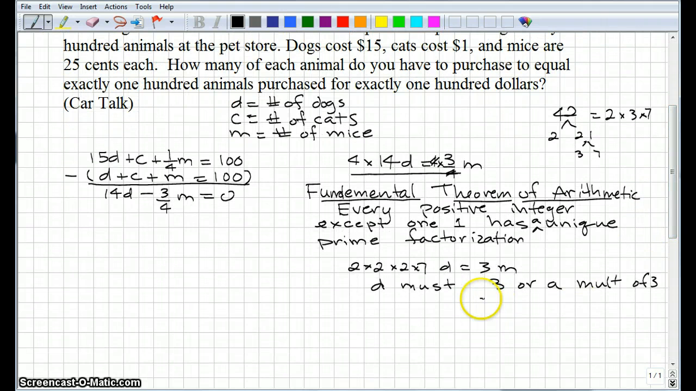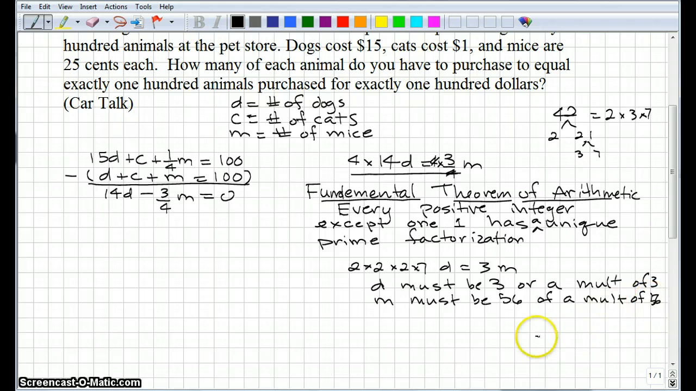If we plug in 3, I guess you could also look at the right-hand side of this equation too. We have 3 and then we have m, and so m has to have factors of 2 times 2 times 2 times 7, which is just 8 times 7, which is 56. So m must be 56 or a multiple of 56.